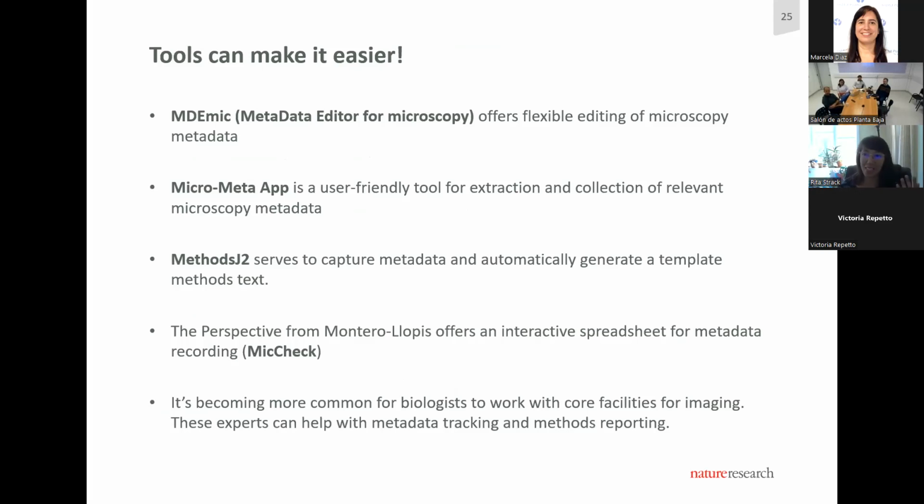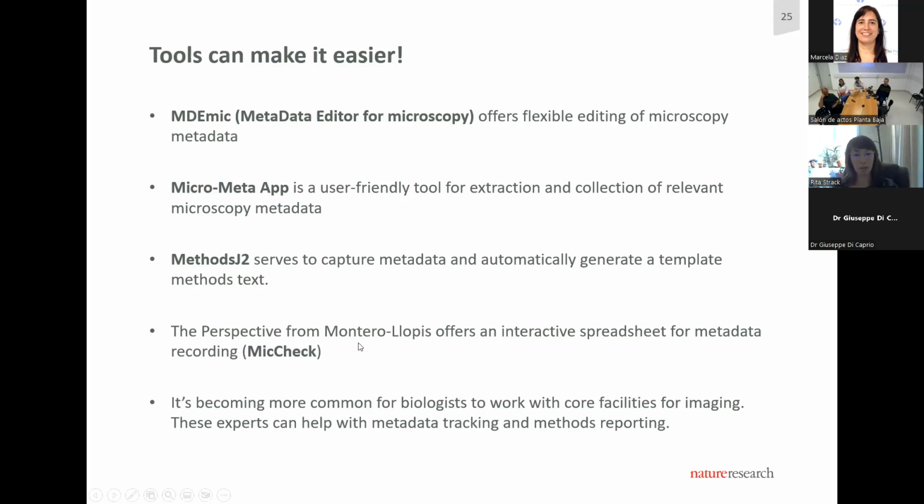And again, in that focus issue, I told you I'm going to go through the highlights. We publish tools to make it easier for biologists, but also, I'd say, people working at core facilities. And so we published Endemic, which offers flexible editing of microscopy metadata, Micrometa app, which is a user-friendly tool for extracting and collecting microscopy metadata, and Methods J2, which is the one I love the most conceptually because it helps to capture your metadata and then automatically generate a template methods text. So it's sort of, here's your metadata, I've spit it out into a methods text that you can then fine tune. So I think that's just lovely.